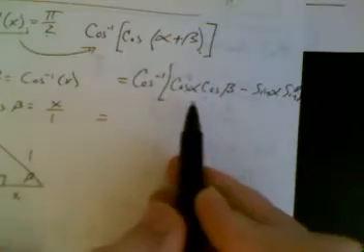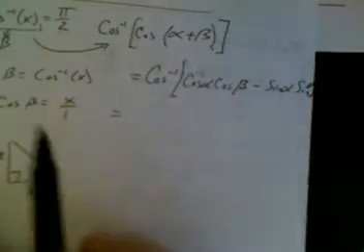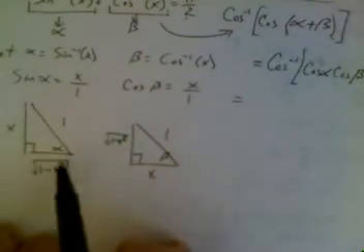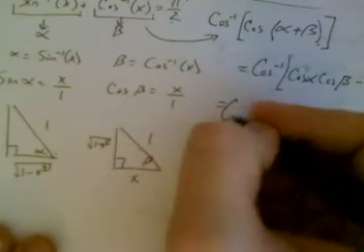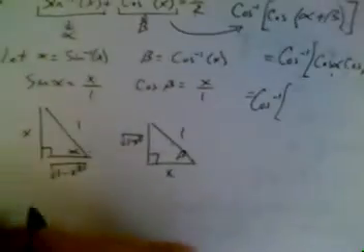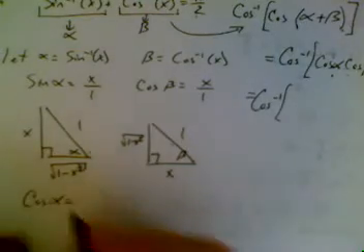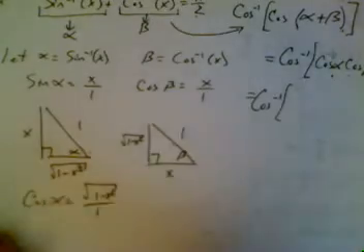So, when I do that, I actually know what the sine of alpha is, and I know what the cosine of beta is, and I have, if you look over here, my triangles. And if I wanted to, I can actually identify what the cosine of alpha is in this triangle. Cosine of alpha would be equal to the square root of 1 minus x squared over 1.